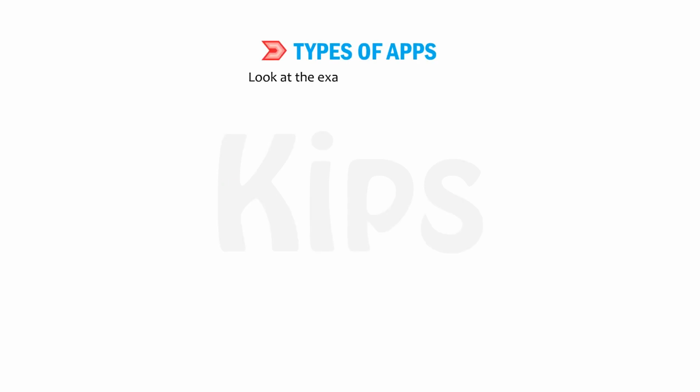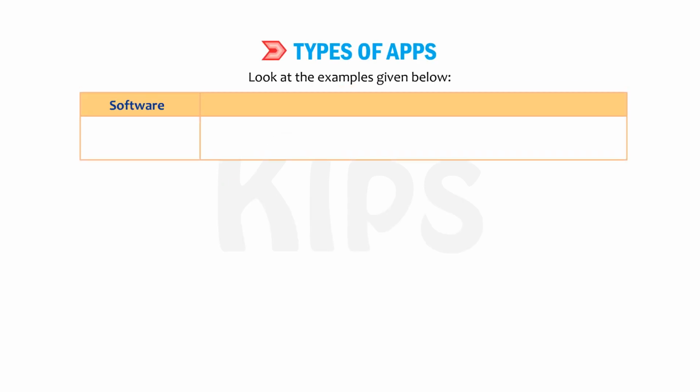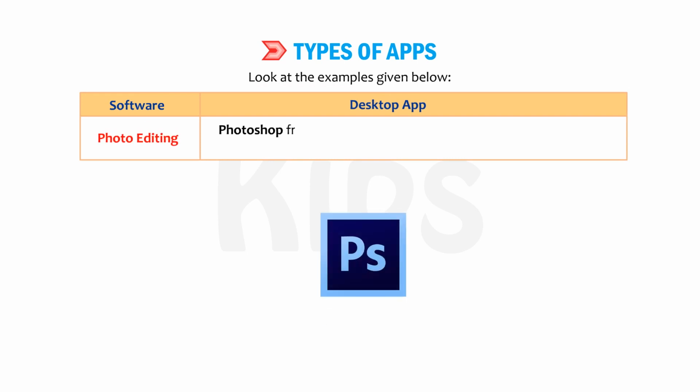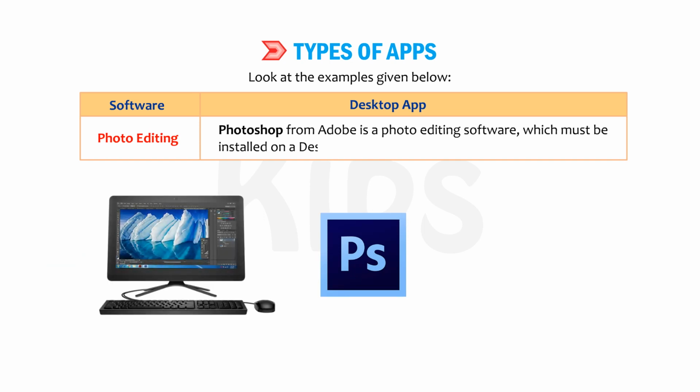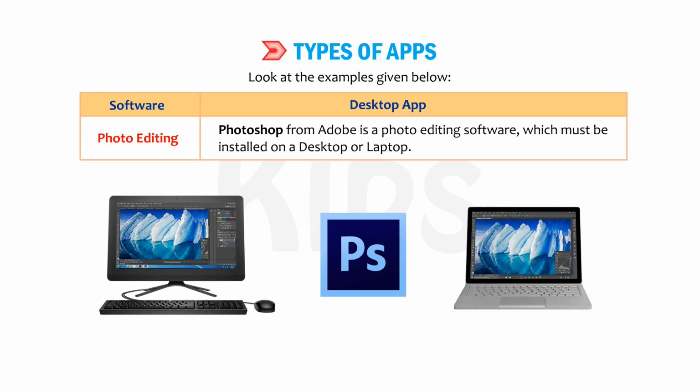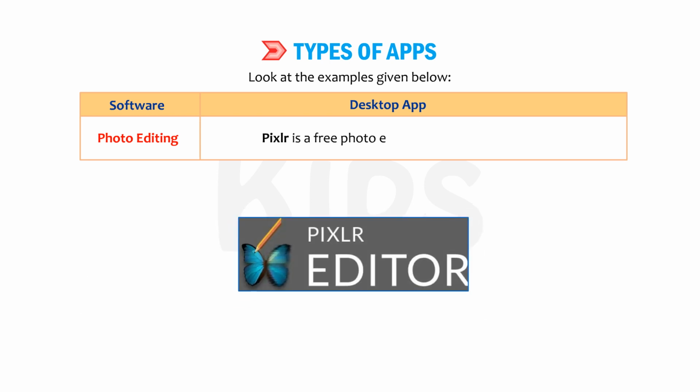Students, look at the examples given below. Software. Desktop app. Photo editing. Photoshop from Adobe is a photo editing software which must be installed on a desktop or laptop. Pixlr is a free photo editing tool for desktop.